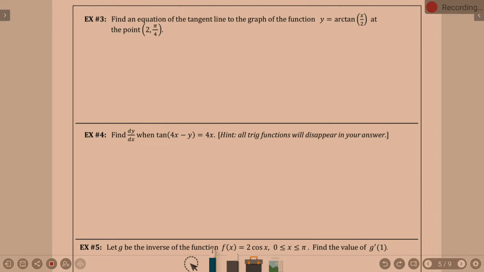So, example 3. Guys, you know what to do here. I know it's a new example, but I know you know what to do. Find an equation of the tangent line. Been there, done that, right? Equation of the tangent line to the graph of the function y equals arctan of x over 2 at the point 2 comma pi over 4. Which is find a slope, which is find the derivative. Arctan is tan inverse of x over 2, if you will. dy dx.